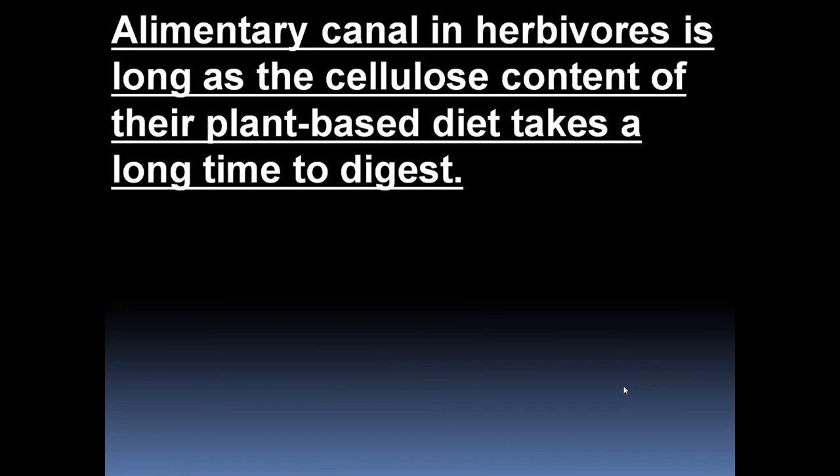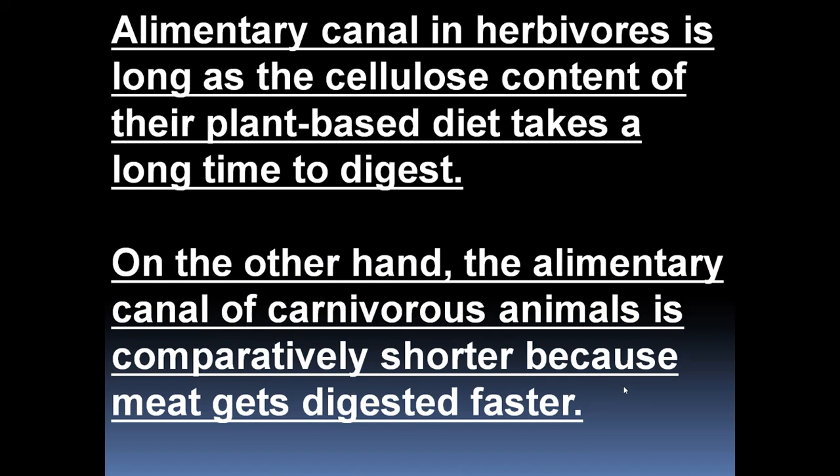This is because herbivores eat plant-based food, or cellulose-containing food, and cellulose takes a long time to digest. To assist this long digestion, the alimentary canal in herbivores is longer. Whereas the alimentary canal of carnivorous animals is comparatively shorter because meat gets digested faster.